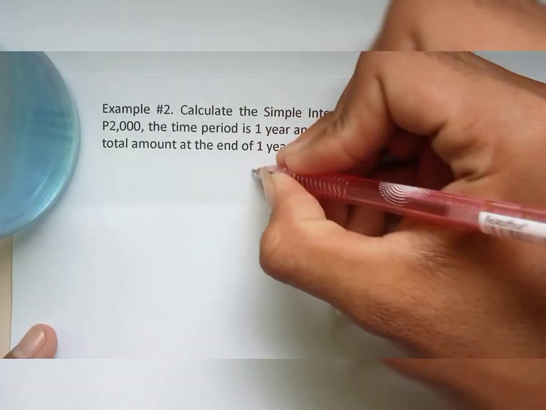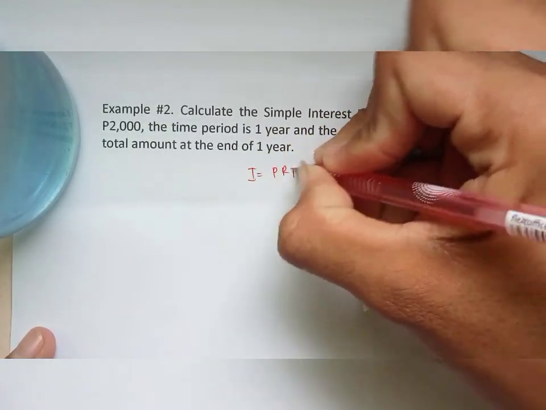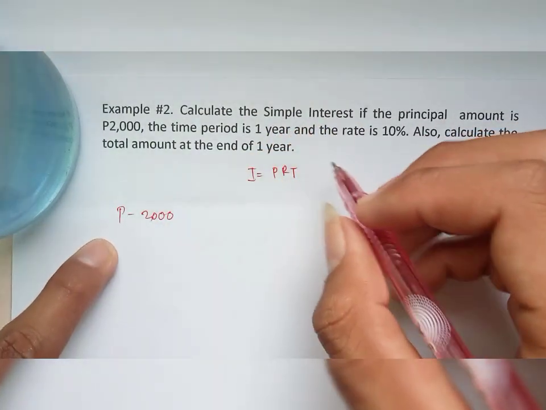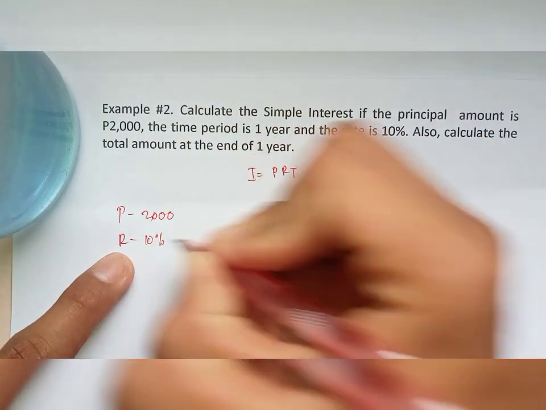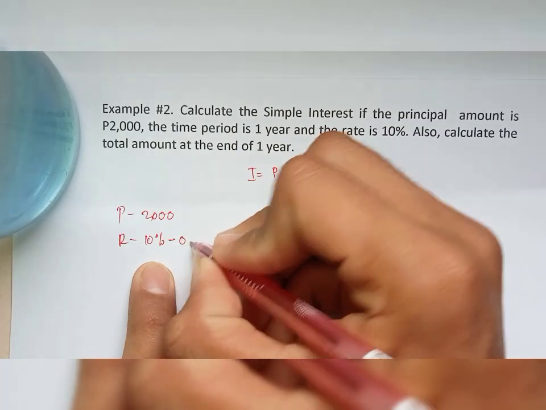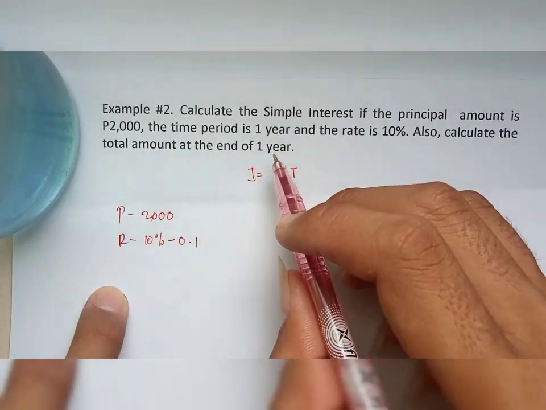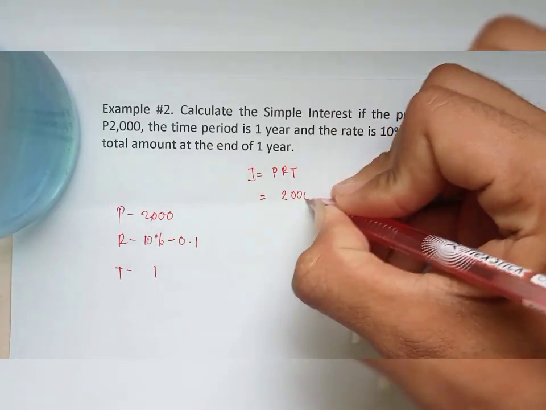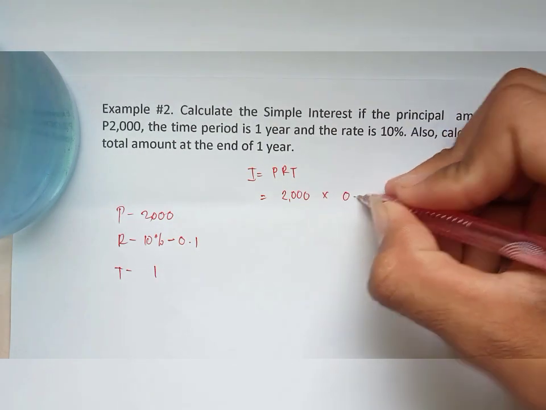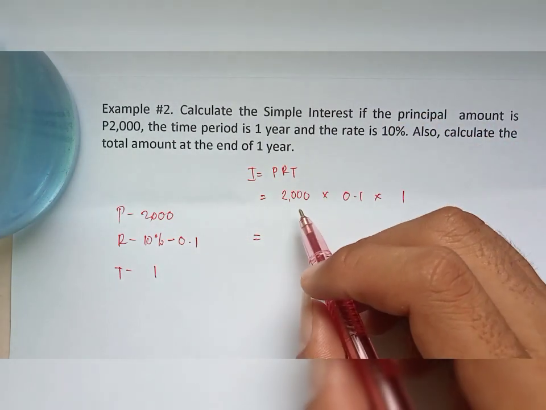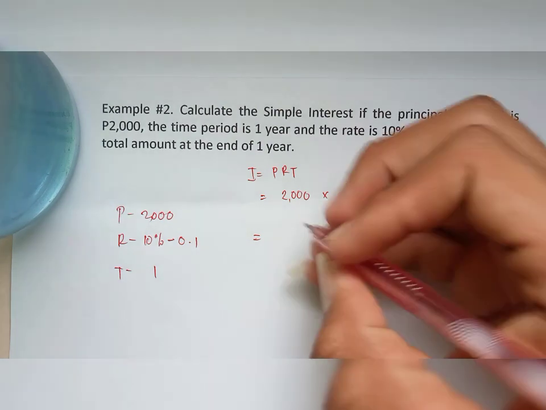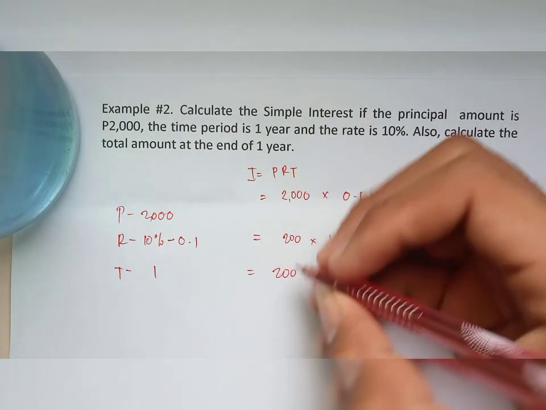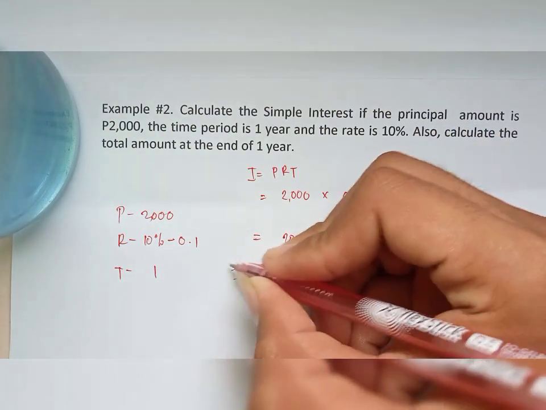So the formula of simple interest, I equals PRT. The principal amount here is 2,000 pesos. The rate is 10%, and in decimal form, it is 0.1. And the time is 1 year. So substitute all the values: 2,000 times 0.1 times 1. Perform the operation. 2,000 times 0.1 is equal to 200. Then 200 times 1 is equal to 200. So the simple interest here is 200 pesos.